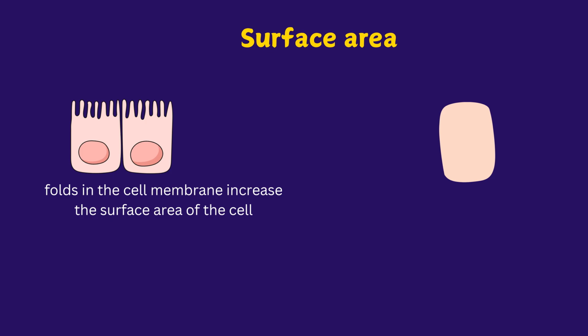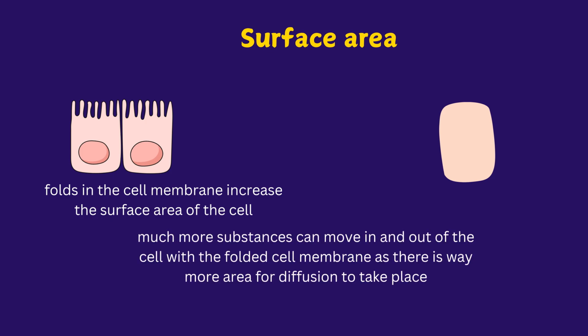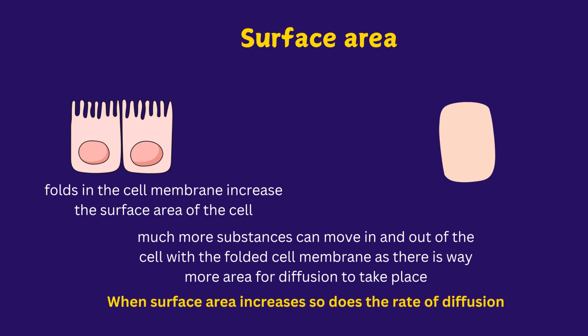Folds in the cell membrane increase the surface area of the cell. Much more substances can move in and out of the cell with the folded cell membrane, as there is way more area for diffusion to take place. When surface area increases, so does the rate of diffusion.